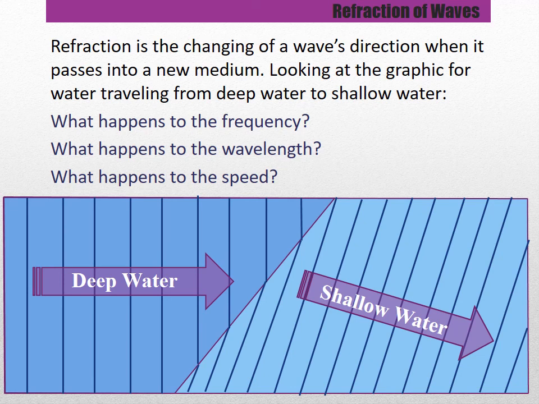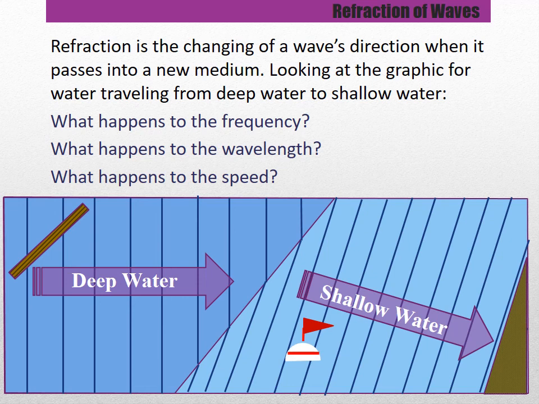Refraction is the changing of a wave's direction when it passes into a new medium. Looking at the graphic for water traveling from deep water to shallow water, what happens to the frequency? Well, let's put some stuff in our water, and that's going to maybe help us understand what's going on. Out in the ocean, I've got a piece of driftwood, and let's say that driftwood gets hit by a wave 4 times every second.